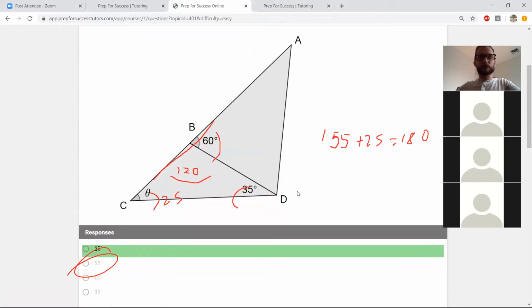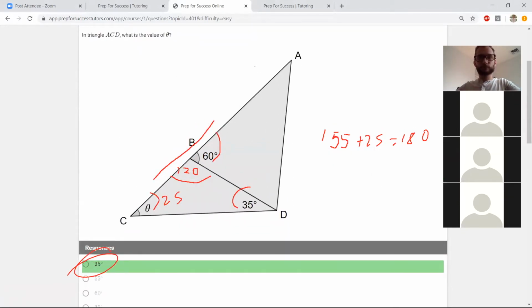Any questions or concerns on this problem? All right, make sure once again, you just remember the rules. A straight line is 180 and a triangle is also 180.